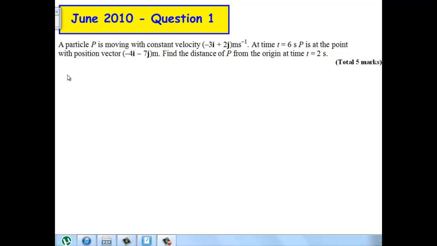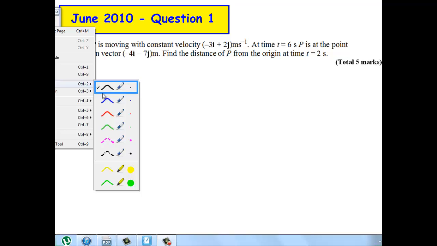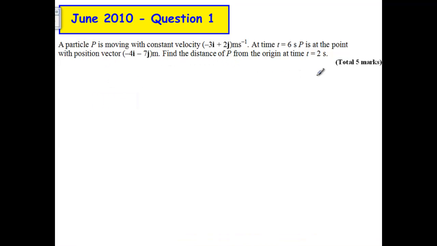Okay, hello there, and today I'm going to be talking through a vectors question from a past M1 paper. It's question 1 from the Edexcel June 2010 Mechanics 1 paper, for 5 marks, and I'm going to explain how we answer the question and where the marks in the mark scheme are allocated.